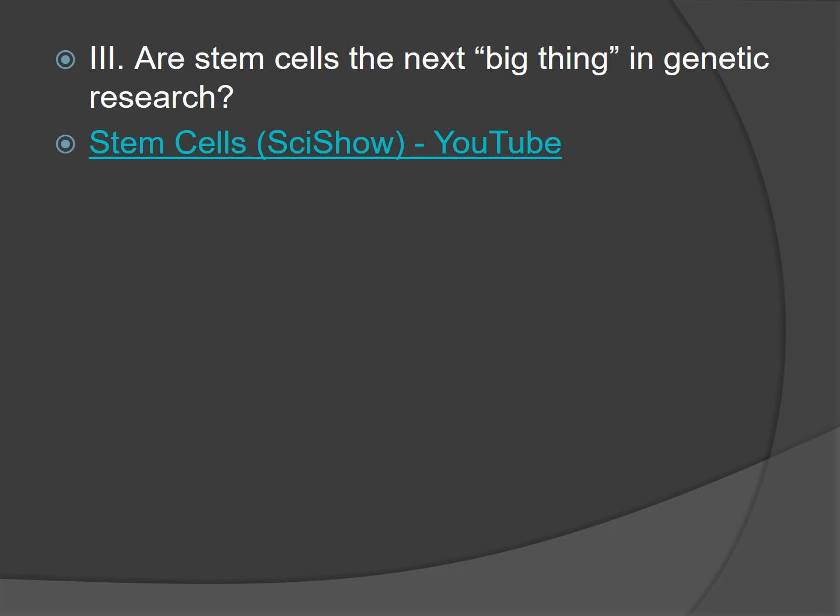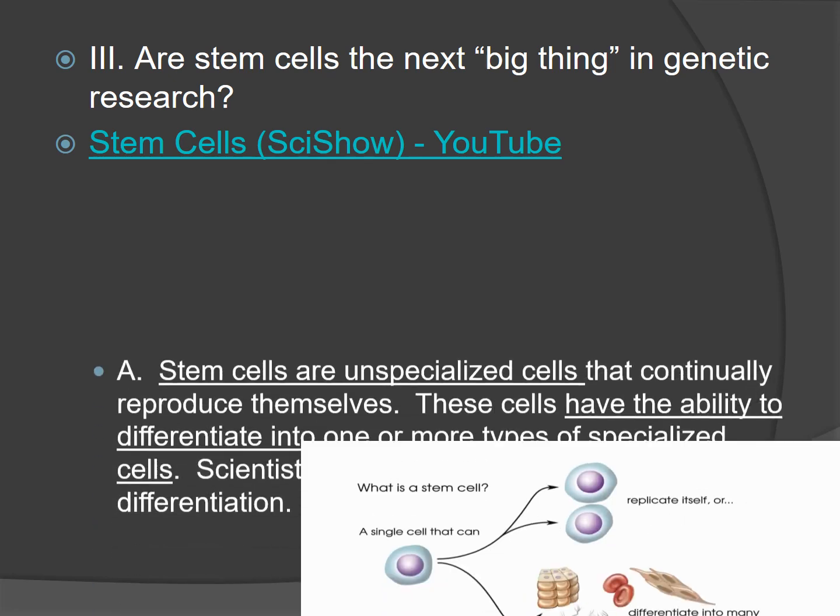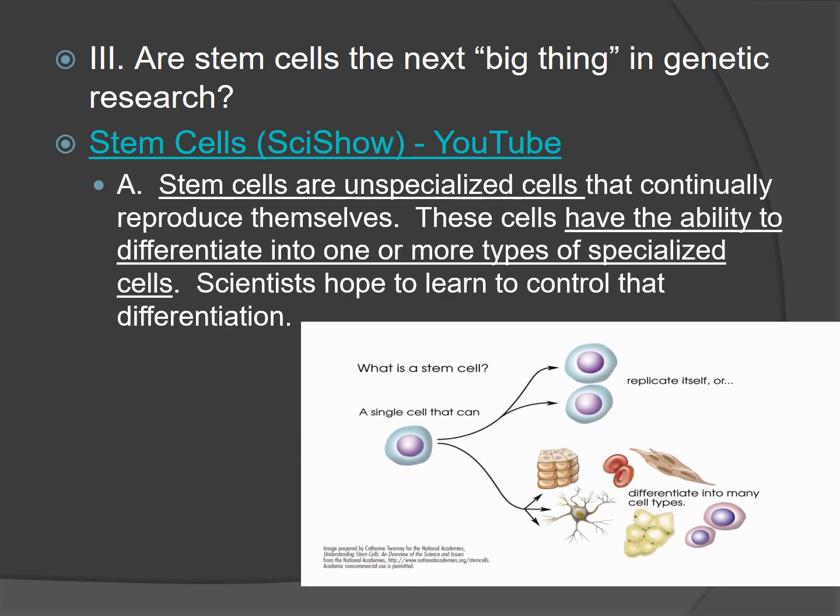Okay, so the next thing is, are stem cells the next big thing in genetic research? So what are stem cells? Stem cells are unspecialized cells that continually reproduce each other. So these are cells that are just sort of general, and using a few little outside pressures, you can force them to develop into any type of cell. So it could replicate itself normally, or it could differentiate.